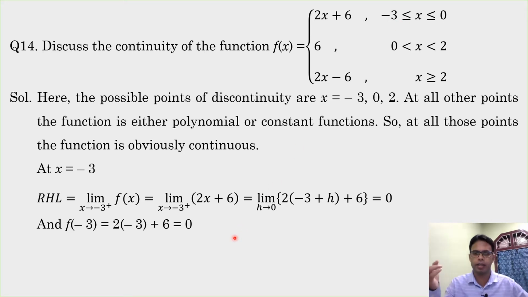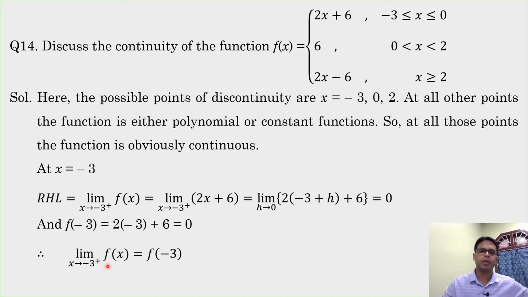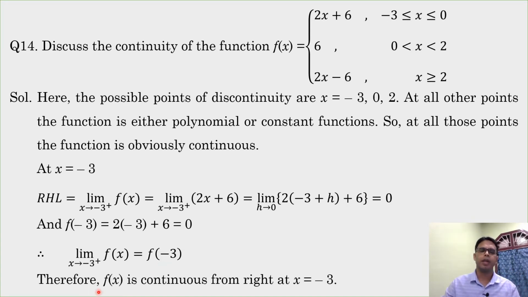from the right side. No left hand limit needs to be discussed here because the function is not defined for x less than minus 3. So you just write that line. Therefore the right hand limit is equal to f(-3), and therefore the function is continuous from the right side of minus 3. So f(x) is continuous from the right at x equal to minus 3. One of the steps is done.